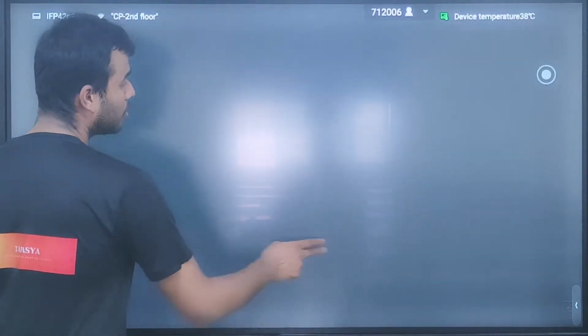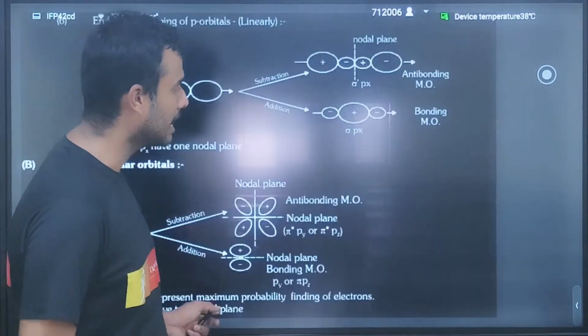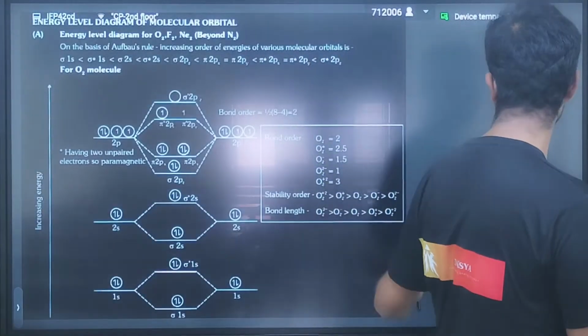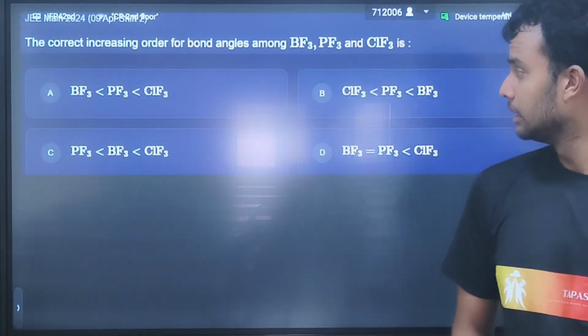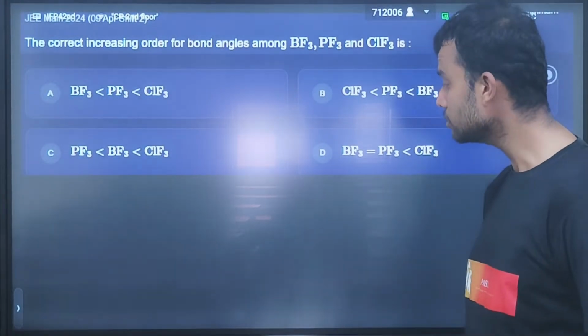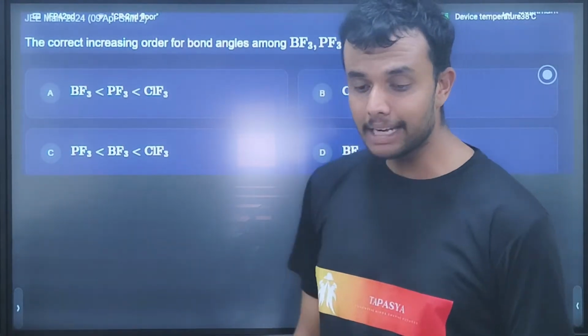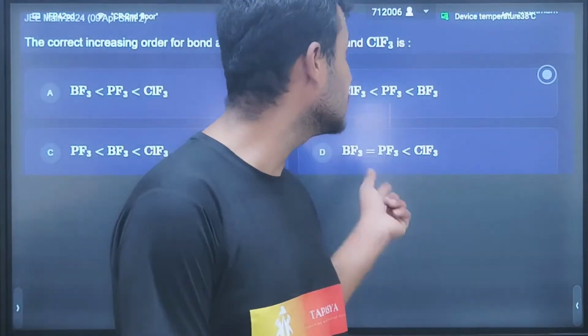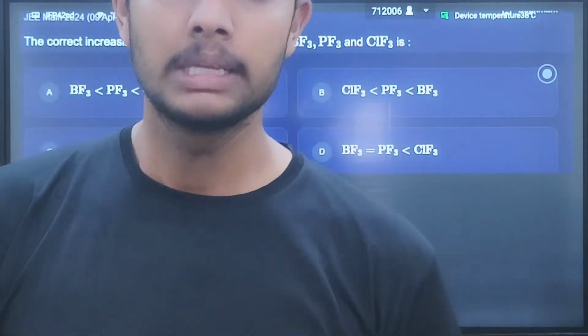This is about your chemical bonding, my dear students. I hope it's clear. Are any points missing? No, we can say there is no point missing. Now, shall we move on to solving questions? My dear students, I will give you 30 seconds for each question to give an answer. Okay? Shall we start?